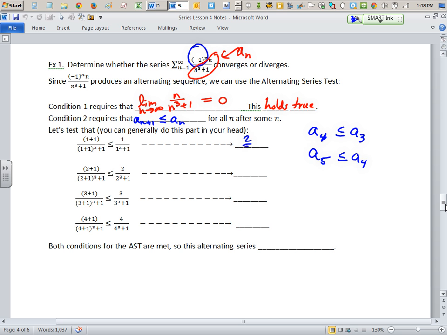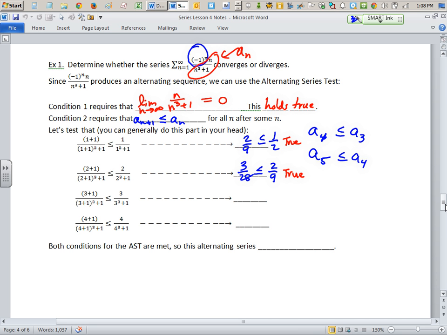I got 2/9 is less than or equal to a half. Is that true? Yeah, it is. It's 0.22 versus 0.5. It's true. Then I tried plugging in 2 and 3, and I got 3/28 is less than or equal to 2/9. Is that true? Yes, it is. If you need a calculator to verify it, that's fine.